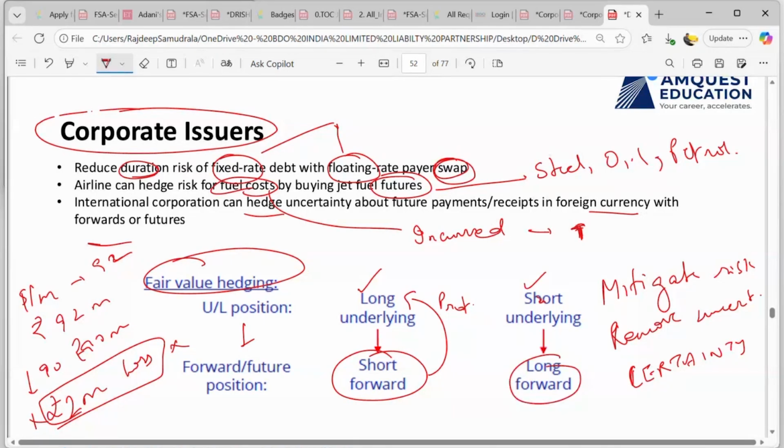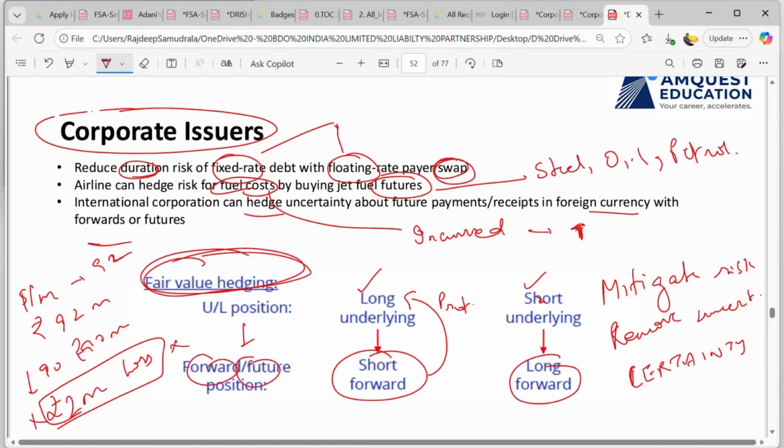But if you shorted some shares and you feel the price should fall, but what if the price goes up? Then you're finished. So you say, fine, no problem. You go and buy a forward. Agar price upar gaya to forward will give you a benefit. And that benefit will offset your losses. Clear? So you're basically hedging the fair value of the various positions that you are taking. Clear? Through a forward or through a future position.